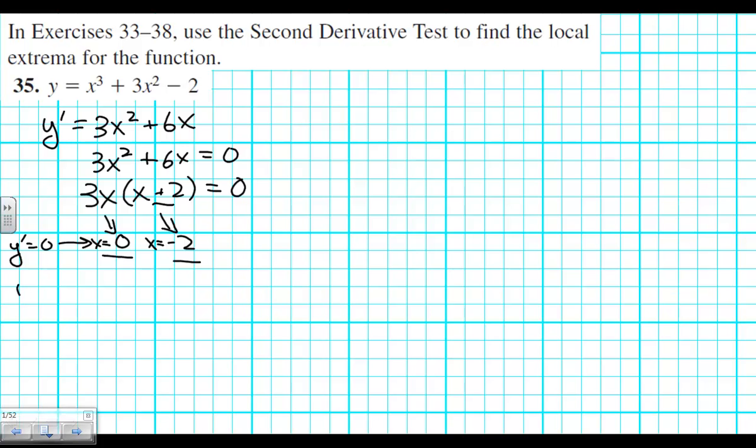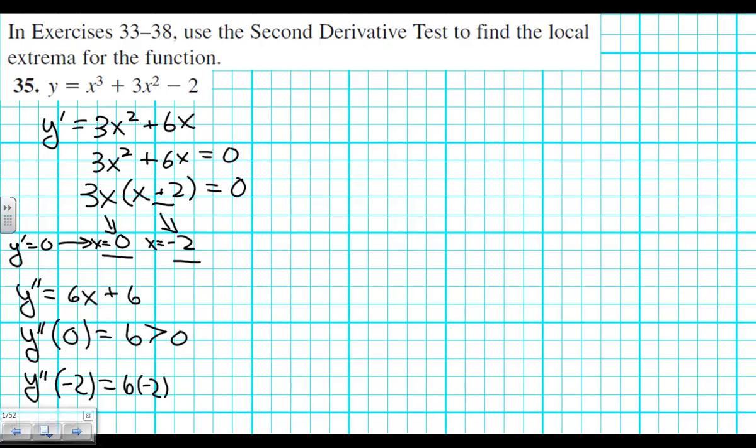All right, on to y double prime. Y double prime is equal to 6x plus 6. Y double prime at 0 is equal to 6, which is greater than 0. Y double prime at negative 2 is equal to 6 times negative 2 plus 6, which is equal to negative 6, which is less than 0.